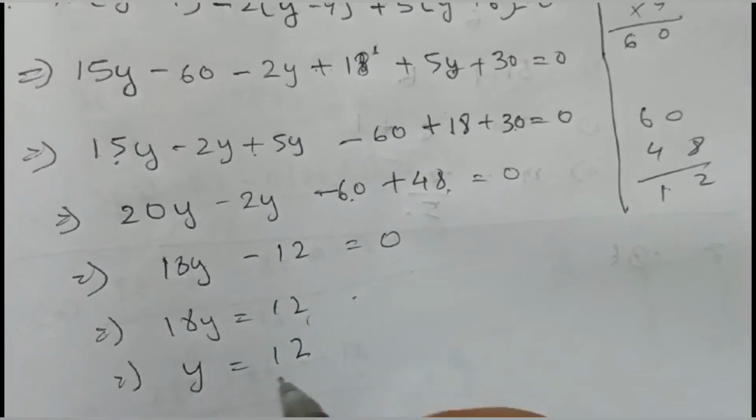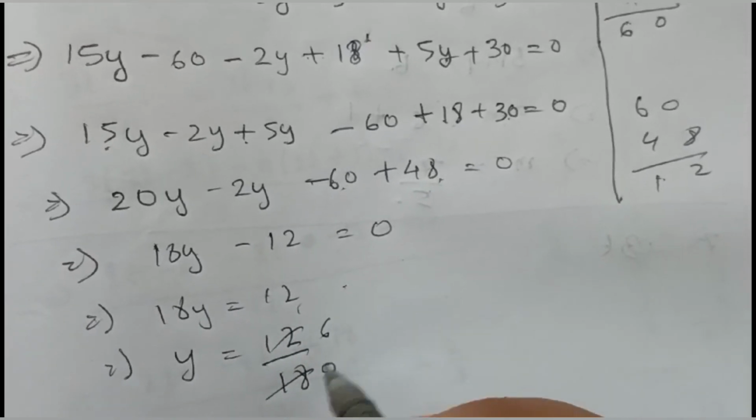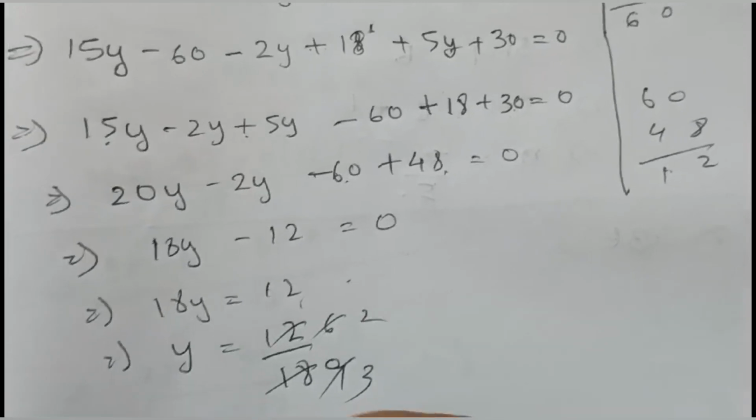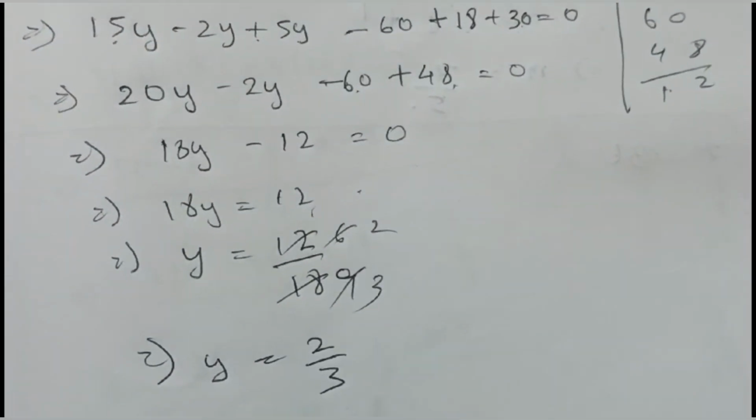Okay, now how much will we get for the y value? 12 by 18, 2 6s are 12, then 2 9s are 18, then 3 2s are 6, then 3 3s are 9. So how much will we get for the y value? 2 by 3. So this is the answer.